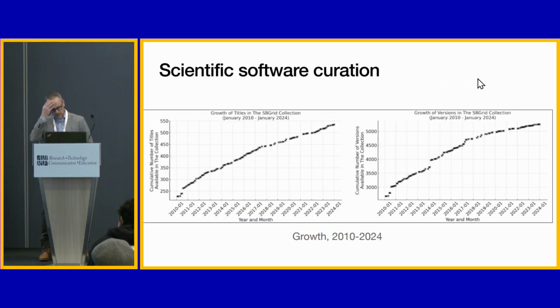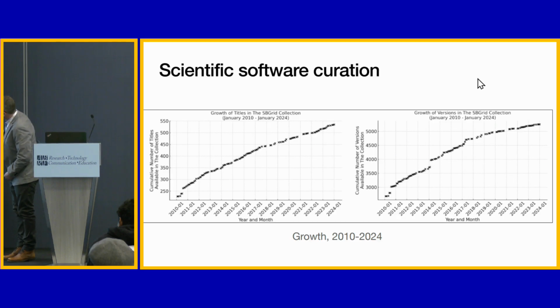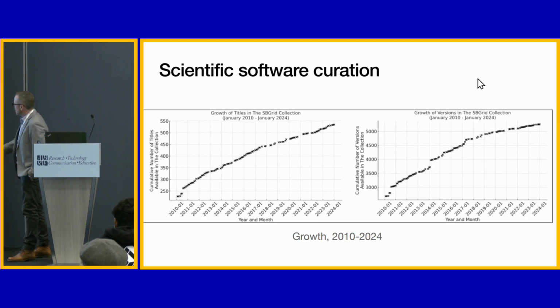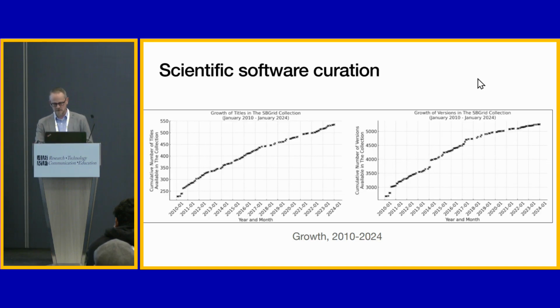Here's what the growth in that software stack looks like. If you start here, it's kind of hard to see. This is 2010, and this is the number of titles in the collection. And this is the number of versions. We started out at 2,000 versions or something. We're up past 5,000 now. And the number of titles is up past 500. And it just keeps going. I take some comfort in the fact that it's kind of leveling off, I guess, if you look at it. But I don't know. There's more and more cryo-EM and AI software coming all the time.